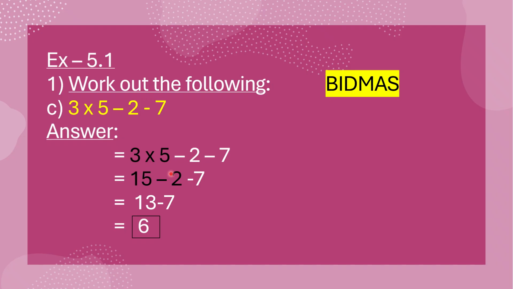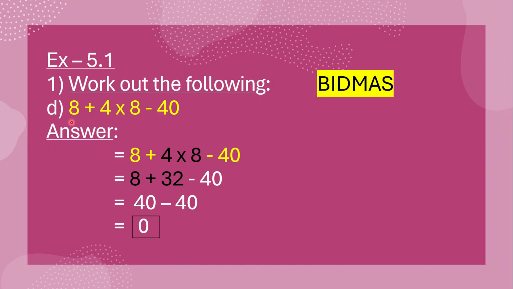So 3 into 5 is 15 minus 2 minus 7. Now what we have to do? We have to do the subtraction. So 15 minus 2 is 13. 13 minus 7, that is 6.